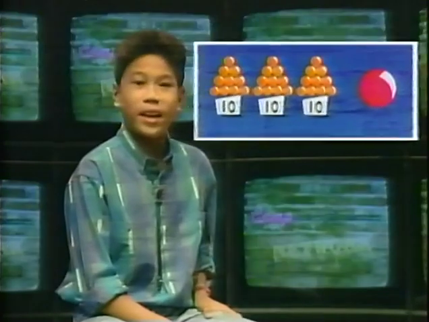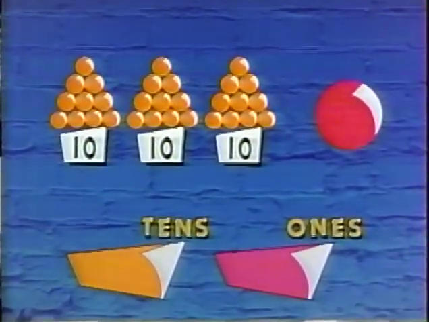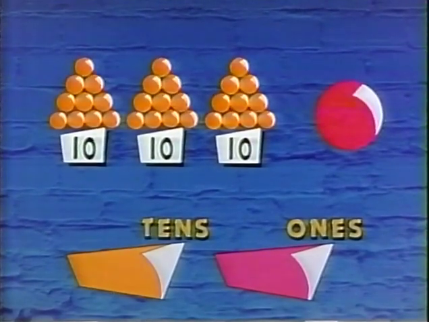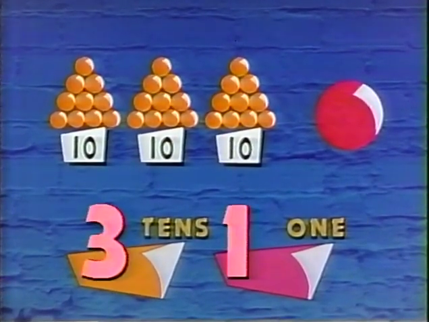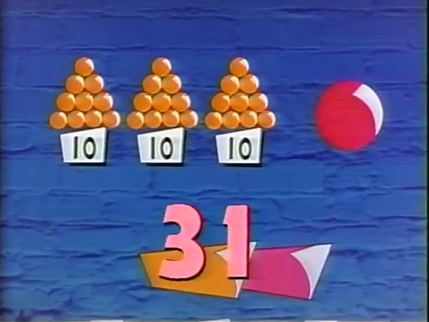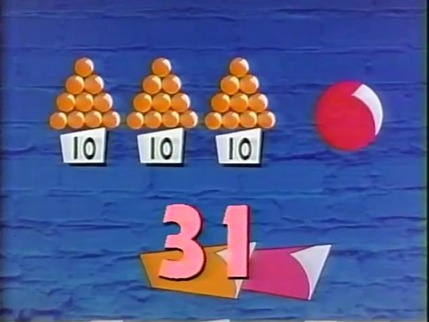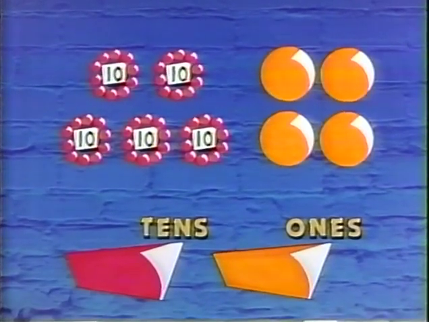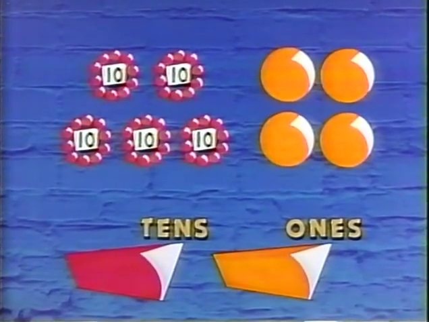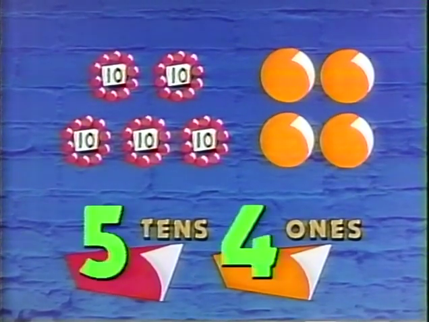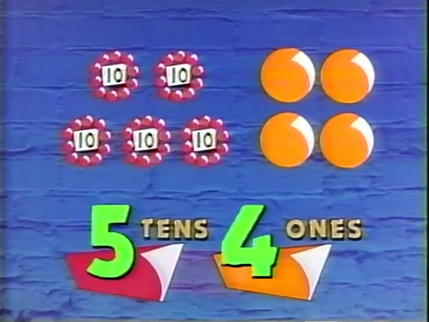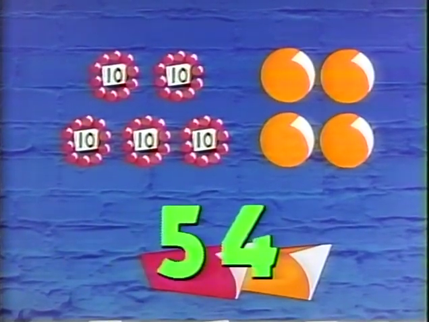Here are some brain balls. Each bundle has 10 brain balls. How many balls are there? And we write the numerals 3 and 1 to make the double-digit numeral 31. Here are some more brain balls. How many balls are there? 54, and we write the numerals 5 and 4 to make the double-digit numeral 54.